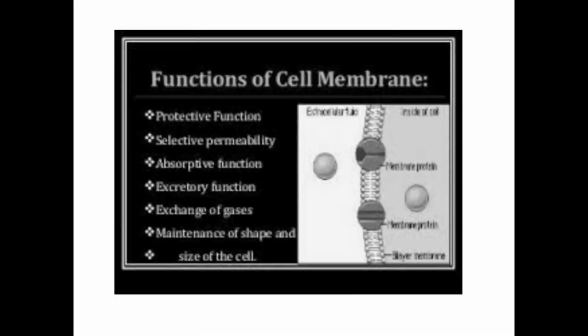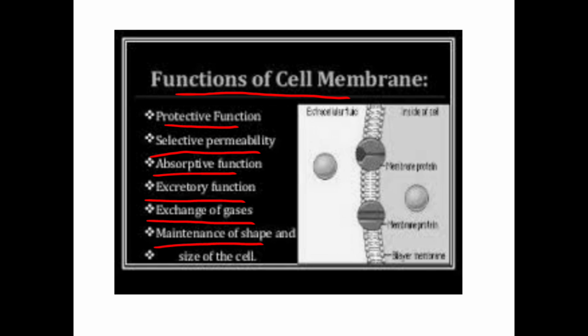These are some of the functions of the cell membrane because of its structure. They are protective in function, they have very selective permeability, they have absorptive function, they have excretory function, and they are important for exchange of gases. They also help in the maintenance of shape and size of the cell.